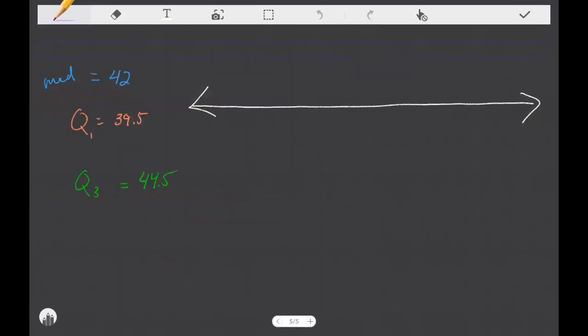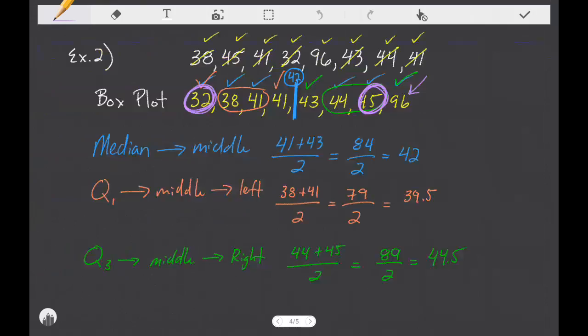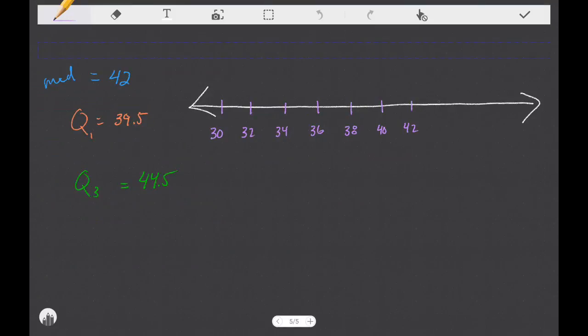Okay, and so what I want to do is make my number line. I'm just going to mark it down as 30, 32, 34, 36, 38, 40, 42, and again we're going to go all the way up to 45 roughly, so we're going to go 44 and 46. So notice I chose the scale, I'm counting by 2.